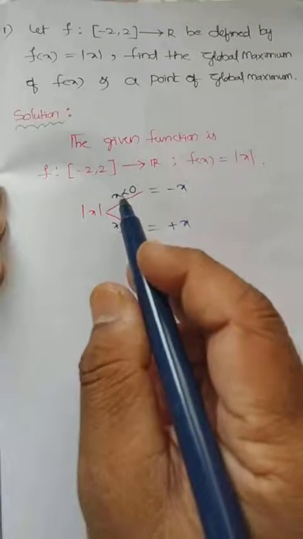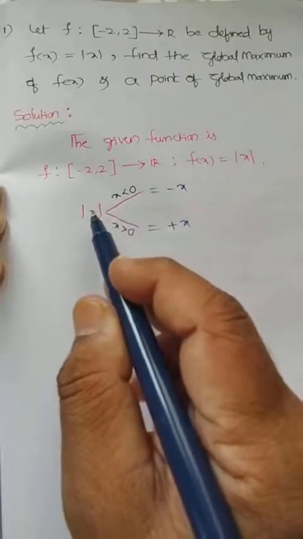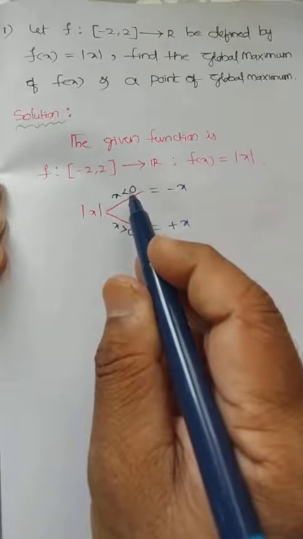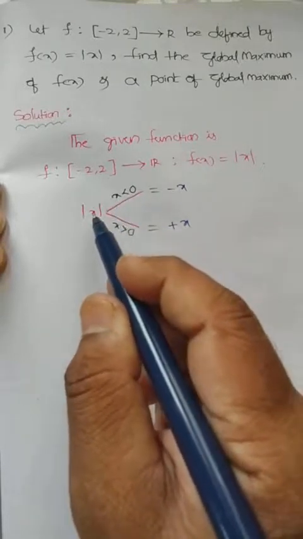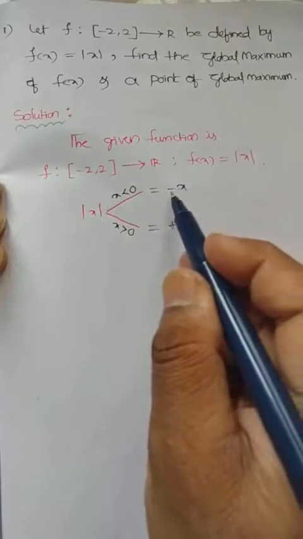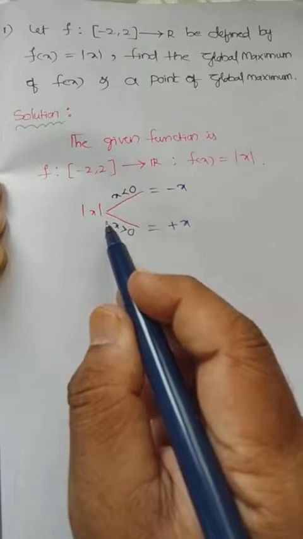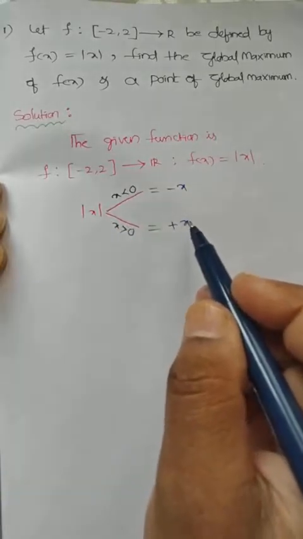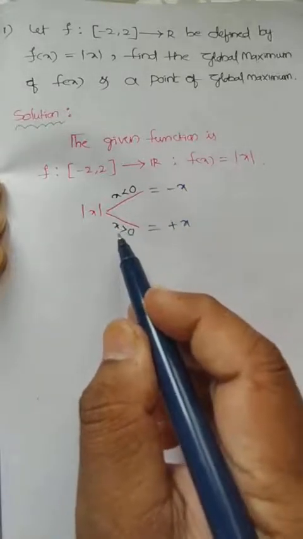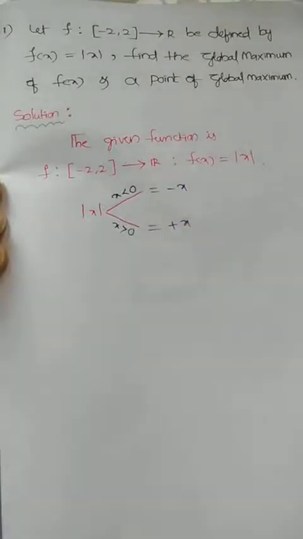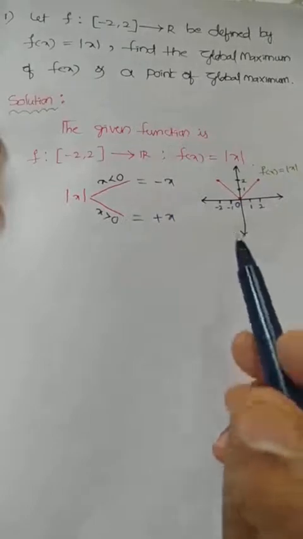Mod x is equal to minus x whenever x is less than 0. Mod x is equal to plus x whenever x is greater than 0. So this is the definition of mod x, and we have to apply this definition to our given particulars.